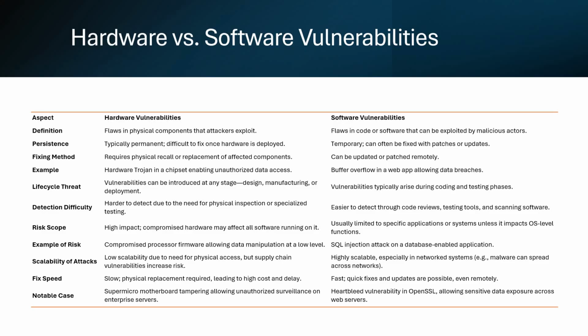When it comes to software, it is the flaws in the code or software that can be exploited by a malicious actor. So with hardware, it's the physical components; with software vulnerabilities, it's the flaws in the code or the software. Persistence: hardware vulnerabilities are typically permanent and difficult to fix once deployment has been completed. Software vulnerabilities are easy to fix. They are temporary and can often be fixed with patches or software updates.